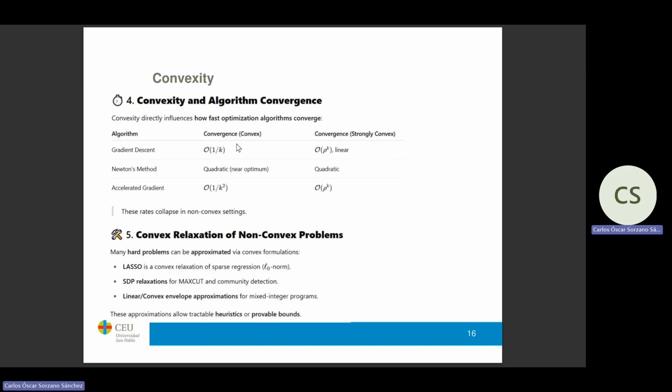So k is the iteration number. These methods we have not studied yet, but we will see them in the next hours: gradient descent, Newton's method, accelerated gradient. For convex problems, they converge in this way. These are sublinear convergence, so they converge relatively quickly, but here what it means is that it can be even quicker because of the strong convexity.